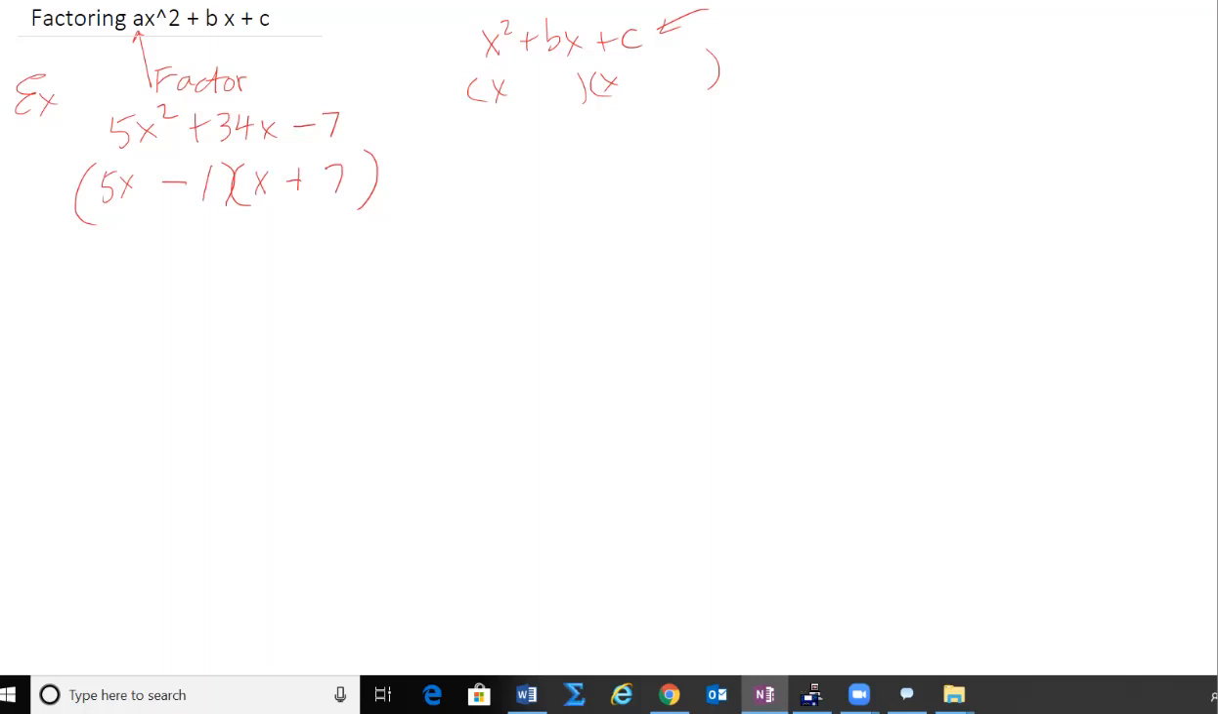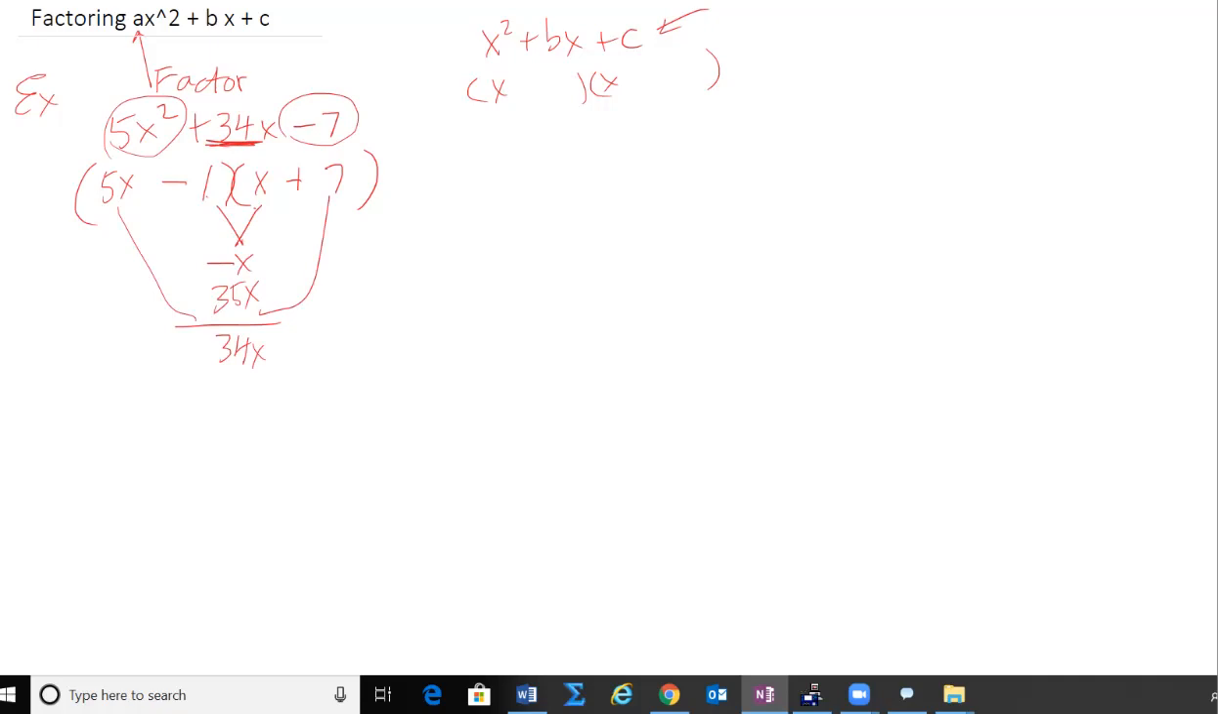Now, here's a quick way to do the test. We already know that we got this covered and we got this covered. Question is, what happens in the middle here? Well, that comes from this, which is a -x. This times this is -x, and this times this is a 35x. Now, if that adds up to the 34, we're in business. Okay, so let's see what we got here. 34. All right, well, so I was very lucky on that first try.